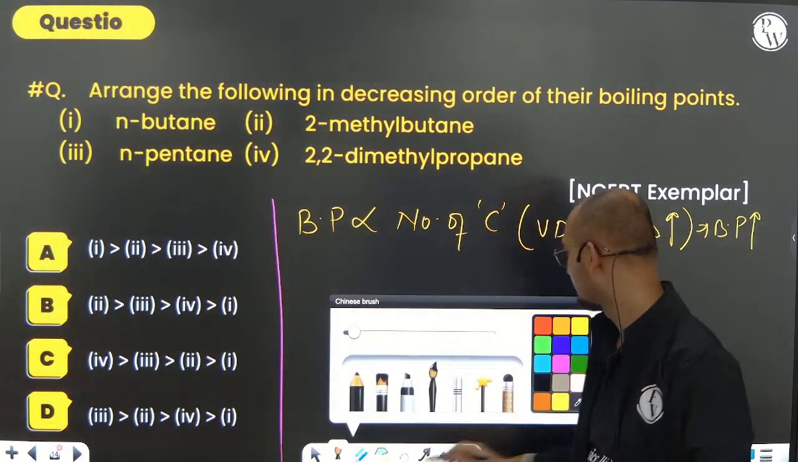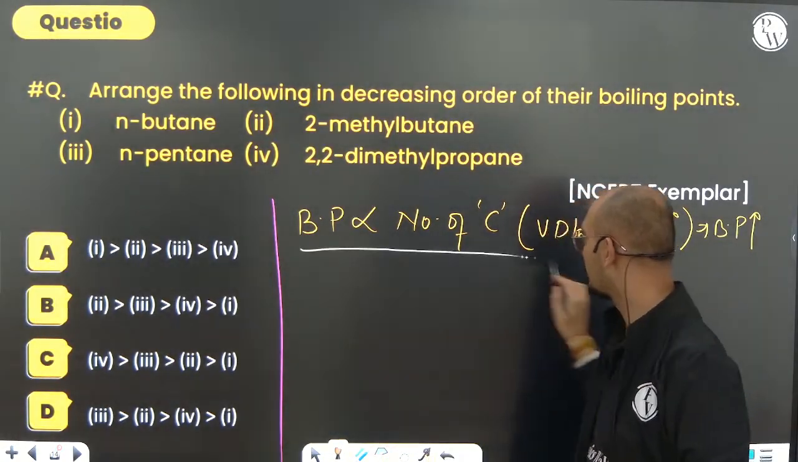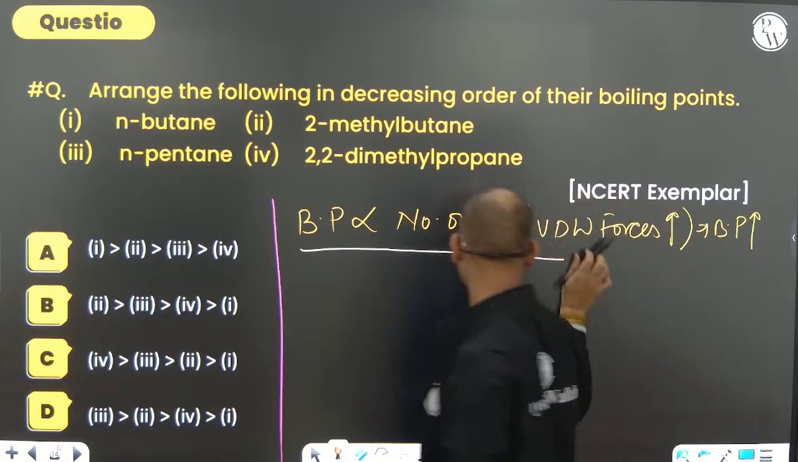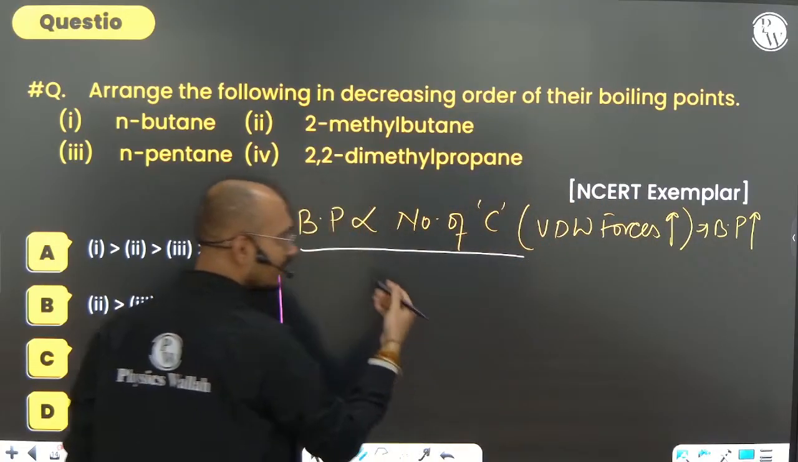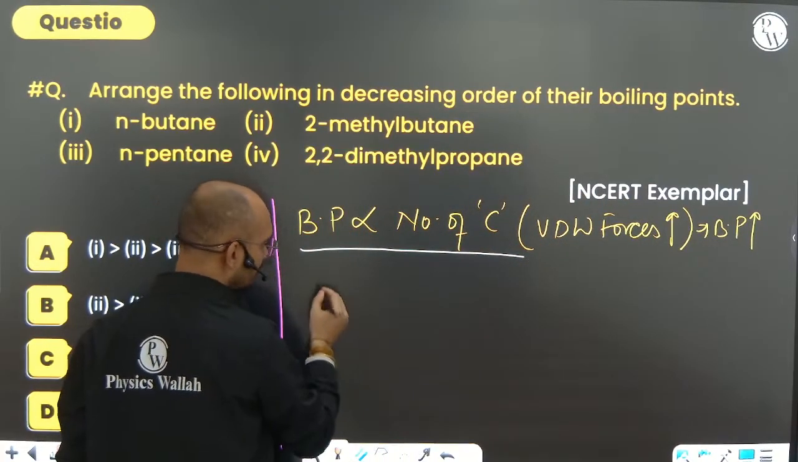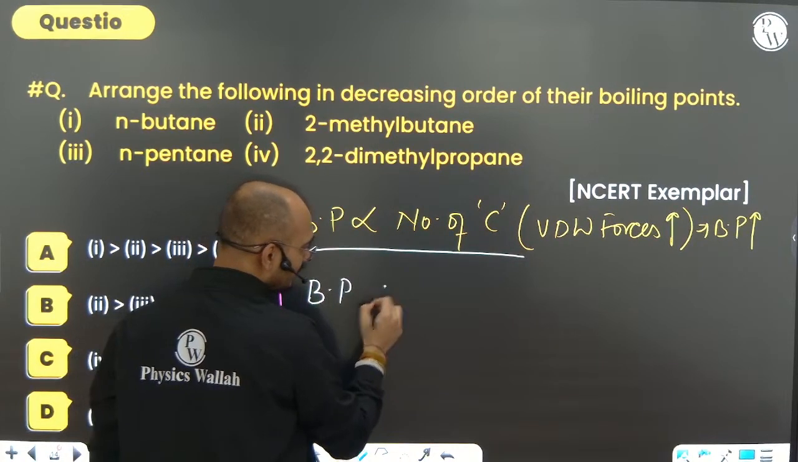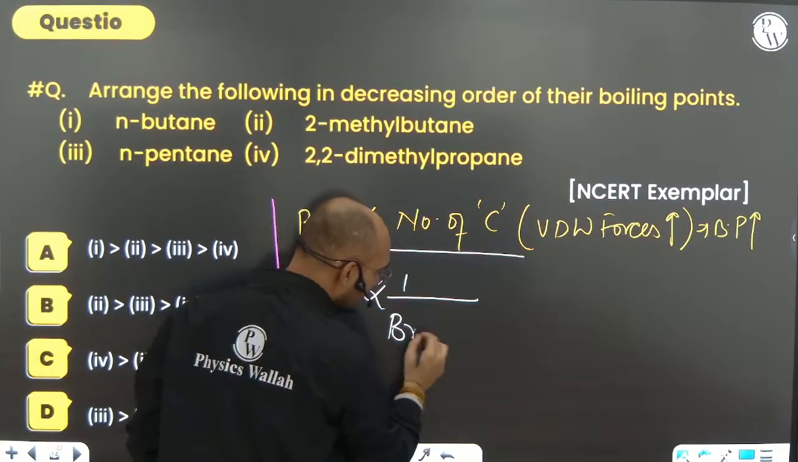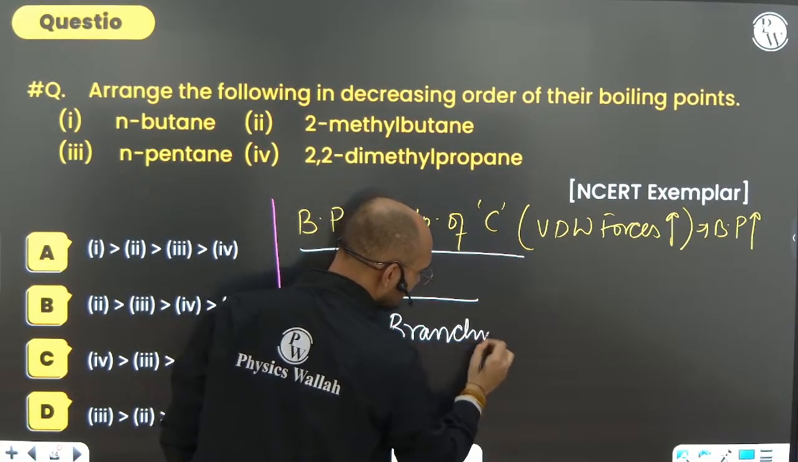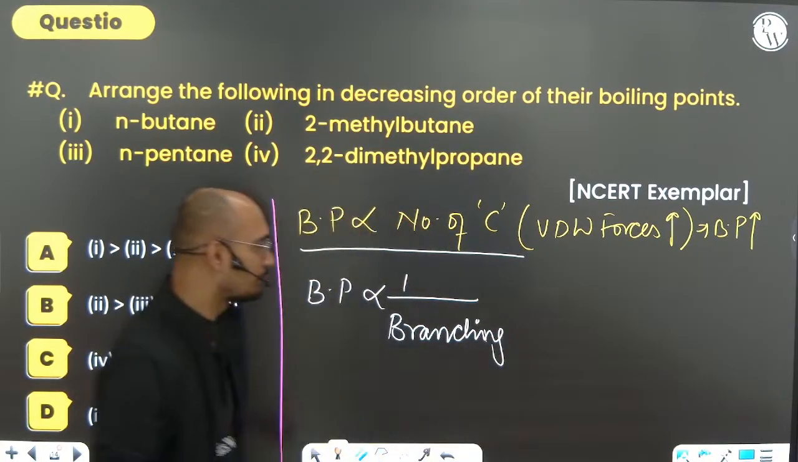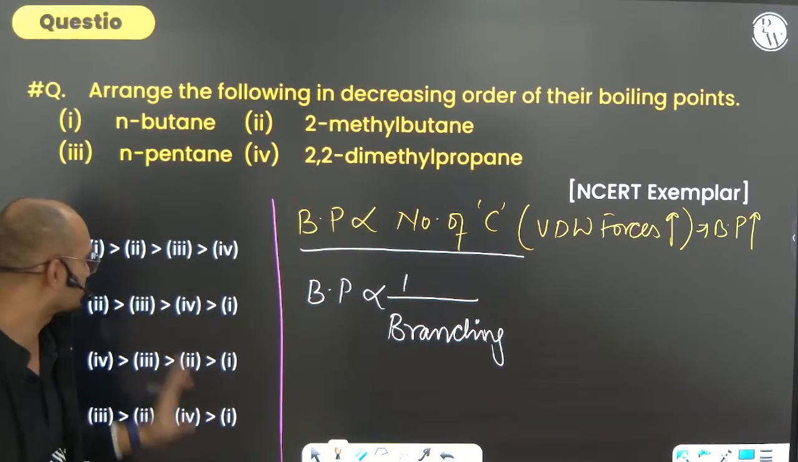चलो आगे बढ़ेंगे. Now if boiling point is directly proportional to number of carbons, what else can increase or decrease this boiling point? So boiling point is inversely proportional to branching. The more the branching is there, the lesser the boiling point will be. So boiling point is inversely proportional to branching.